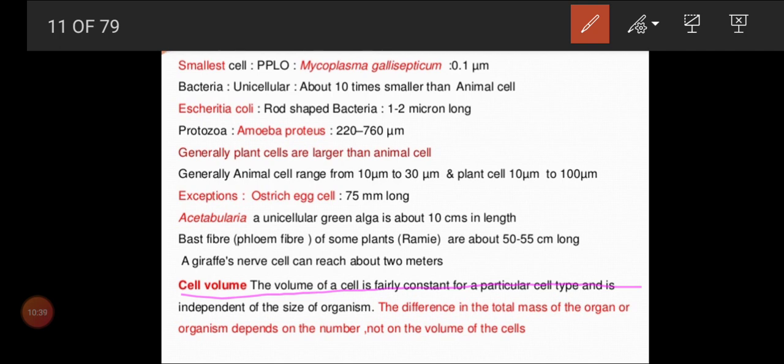And the difference in the total mass of an organ or organism depends upon the number of cells and not the volume of cells. For example, we can't say an elephant will have a larger animal cell shape and larger volume. It is not like that. Whether it is an elephant or a rat, the cell shape and size will be the same, and the volume also will be the same. Only the number of cells present in the organ will vary between the elephant and the rat. It is not the volume, and it is not the cell shape and size.